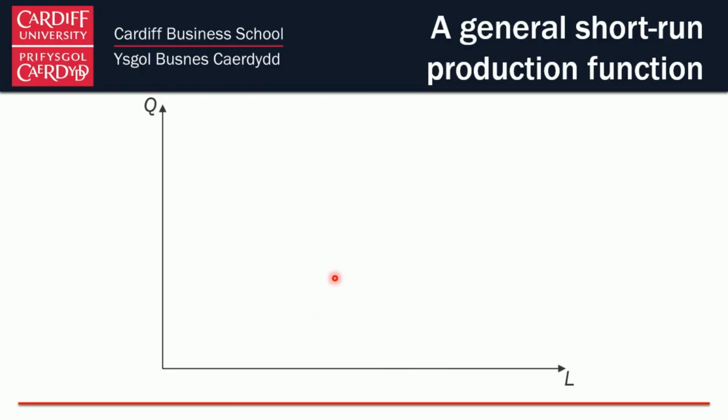What I want to do in here is to sketch a general short-run production function, a general shape for a short-run production function. The previous example was just a numerical example, so this is a little bit more general and reflects the realities of production processes. So it starts at the origin. Labor is on the horizontal axis, and Q output is on the vertical axis.